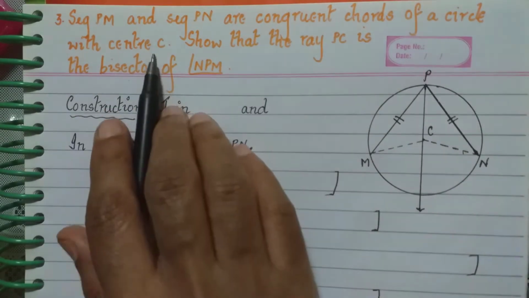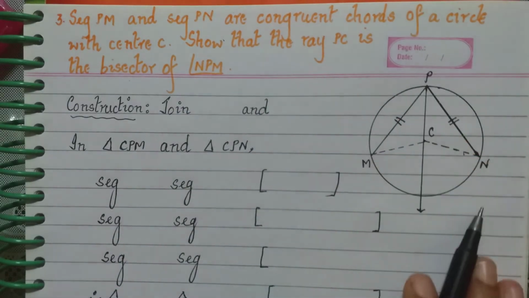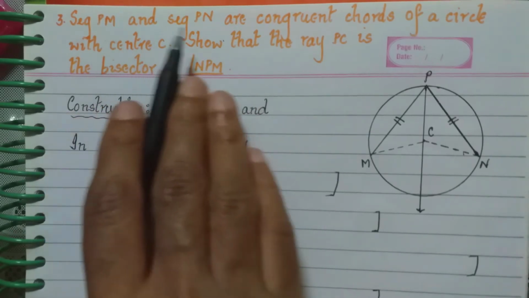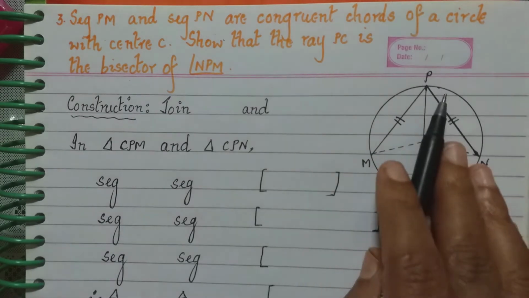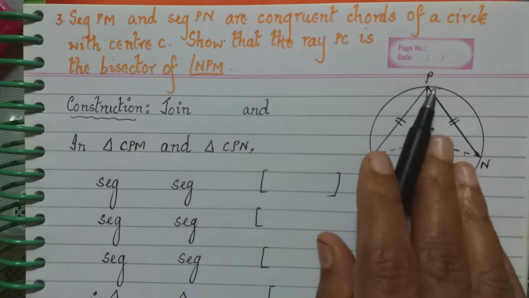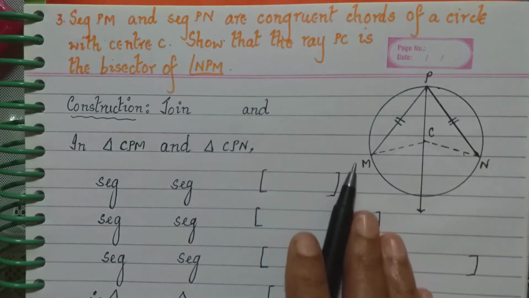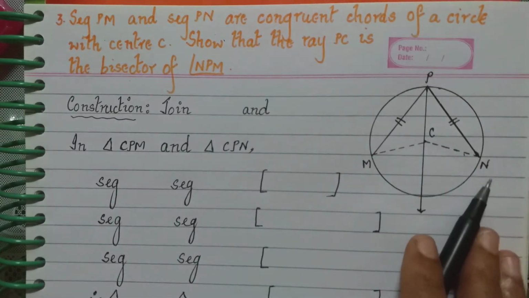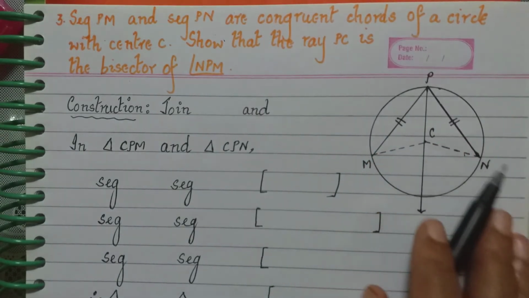Now notice here, when they say segment PM and segment PN, they cannot be two chords which are away from each other. There is a common point of intersection of the two chords, which is P. That means the chords have to be touching each other, and that point of intersection is P. So the far end of one chord is M, and the far end of the other chord is N. Therefore, segment PM and segment PN are congruent chords of the circle.